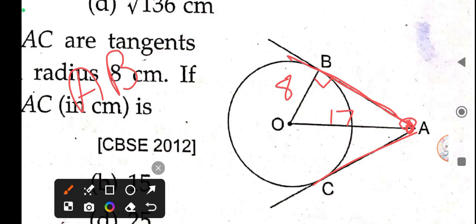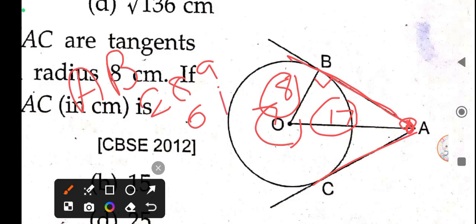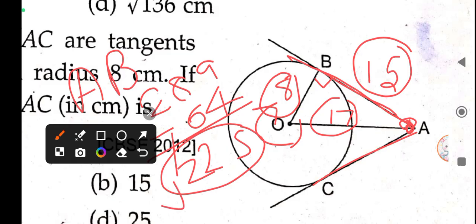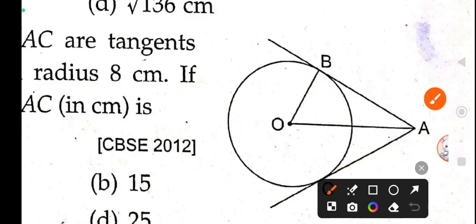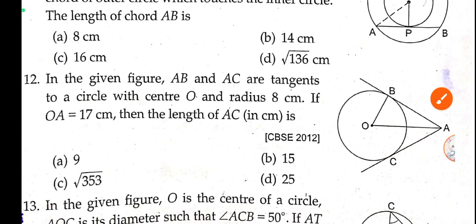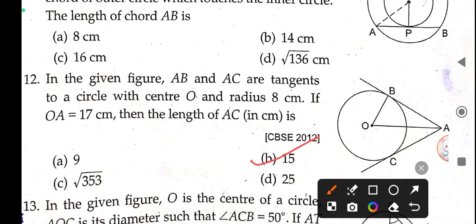So since we are directly getting a right angle triangle, let's use the Pythagoras theorem. Here it is 17, here it is 8. So 17 square minus 8 square. 17 square is 289, and 8 square is 64. Let's subtract it: 225, which is the square of 15. So AB will be 15. You can calculate it in the proper way; I am doing it roughly. So if this is 15 centimeter, then AC is also 15 centimeter. So option number B is the right answer of question number 12.